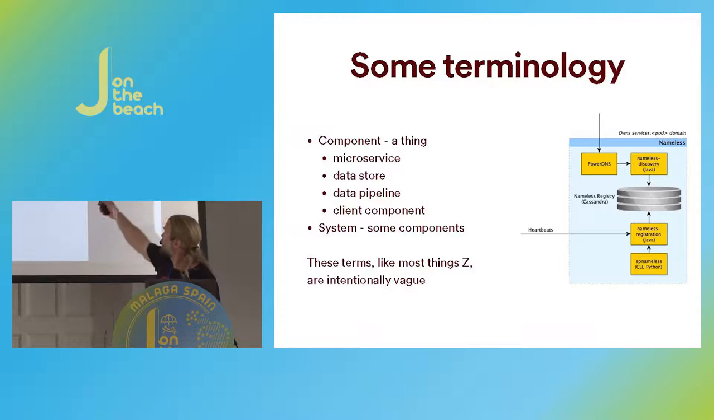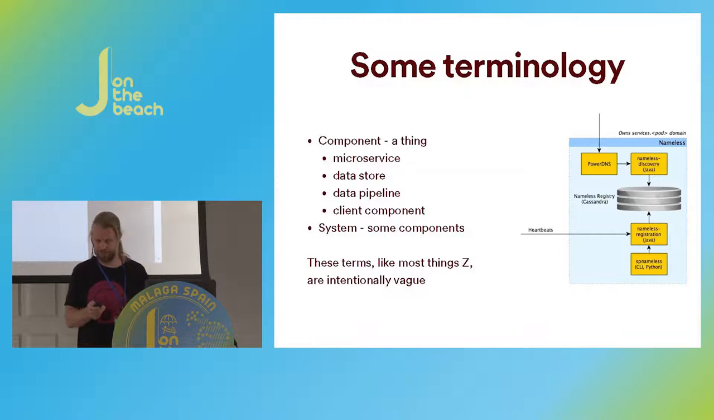There's also another concept that's illustrated here. You see there are arrows coming in from the outside of the system. We have a concept of public and private components in System Z. A public component is something that somebody outside the system can use, and private components can only be used inside the system. So the data store is obviously private, as is this nameless discovery process. But you can obviously register yourself with a registration process. OK? Good.